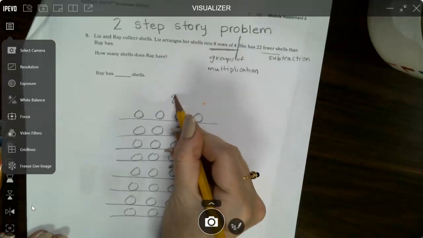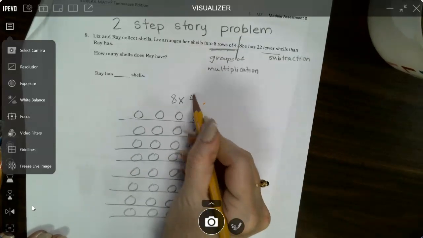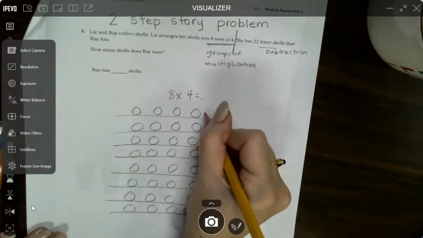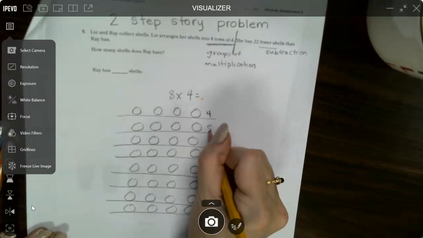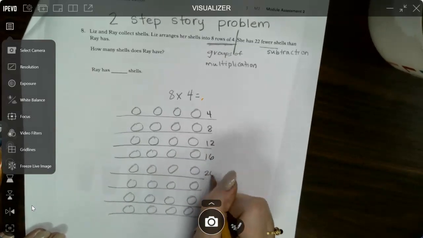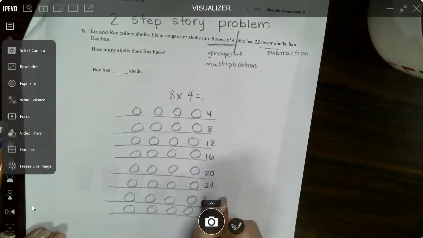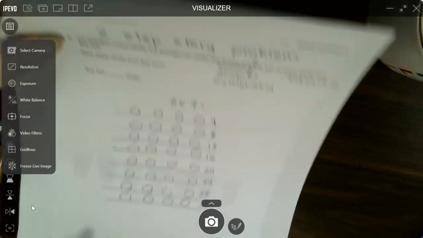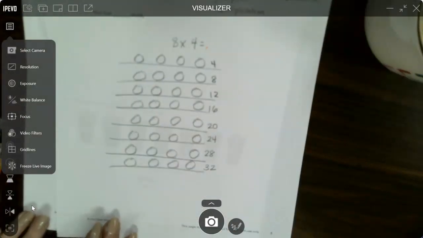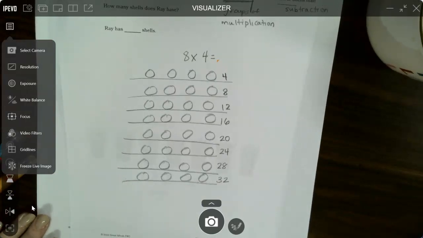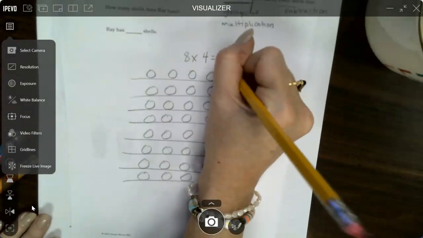Right, so 8 groups of 4, and then I need to tell what that product is or what that total is. I can skip count 4, 8, 12, 16, 20, 24, 28, 32. And if your child doesn't yet know how to skip count by those 4s, they can count all if they need to, but they need to definitely double check if they're not sure about 8 times 4.